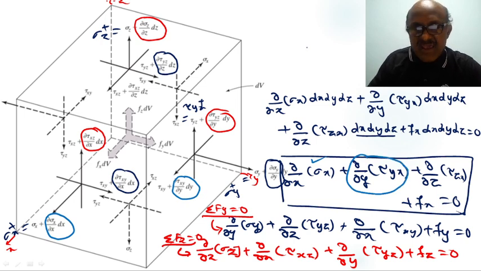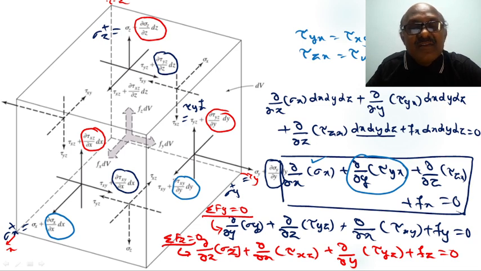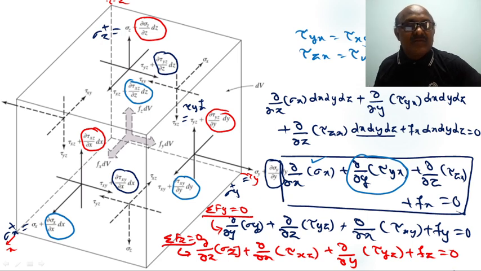See here, my dear students, shear stresses are complementary in nature, that is tau yx is equal to tau xy, tau zx is equal to tau xz, like this. So here is tau yx, this one. This force is in x direction, this one, and there is another force in x direction, that is dou by dou z of tau zx, plus fx is equal to 0. So these three are the equilibrium equations, my dear students.